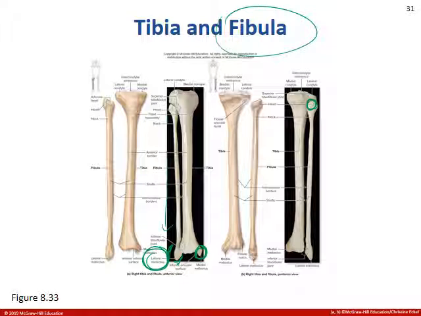Remember how I said the fibula is really just a supportive bone? Its real function is to support those tarsal bones. It doesn't have any weight-bearing capacity. All of your weight is being displaced on your tibia.